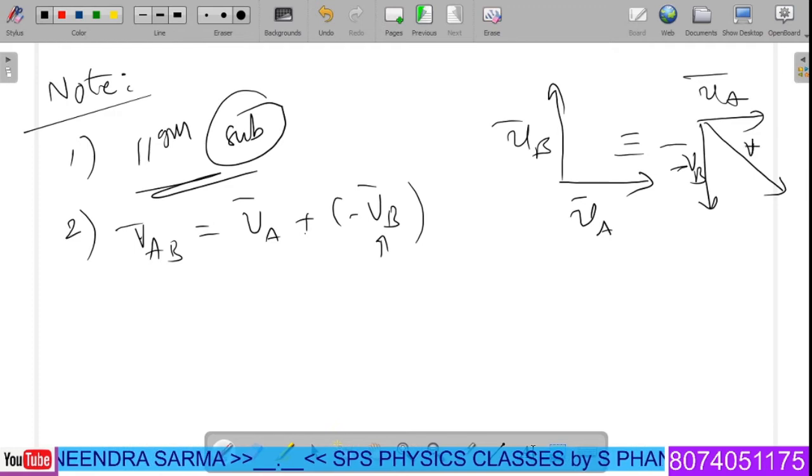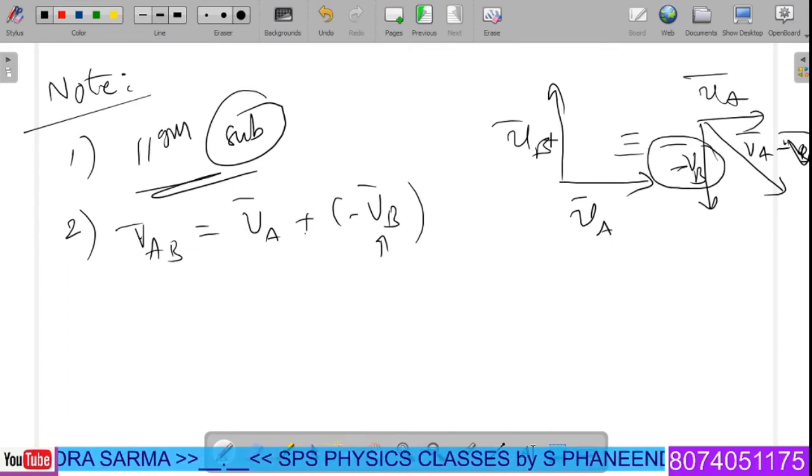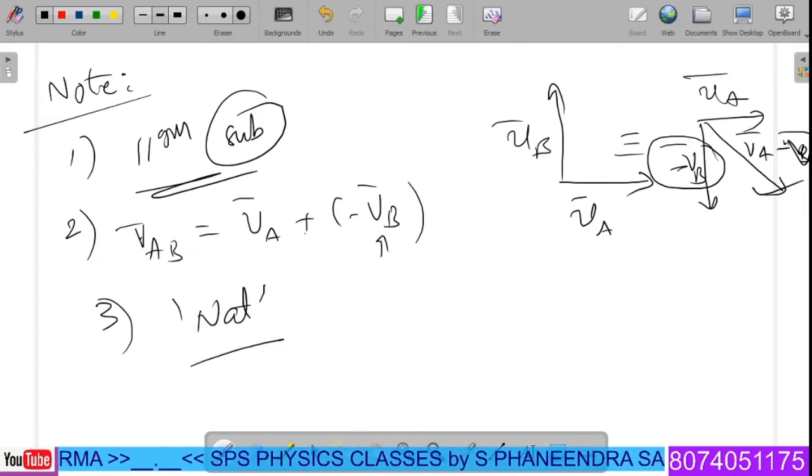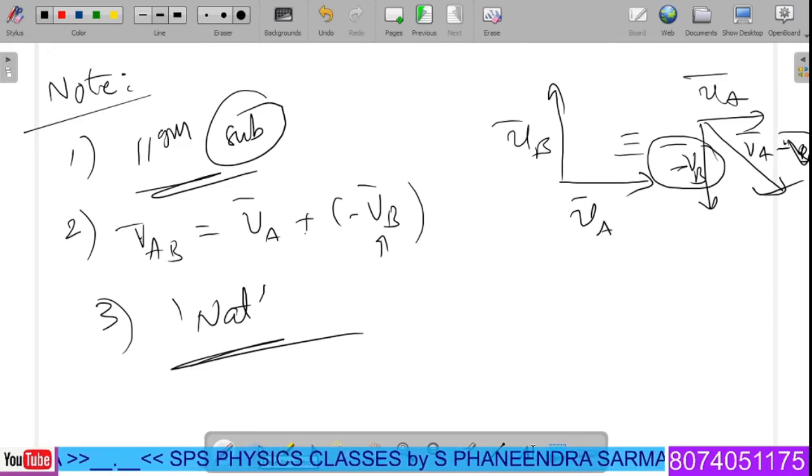This will become the resultant of VA bar minus VB bar. This is the resultant direction. So in the calculation of relative velocity, we have to take care: for the second one you have to take the opposite, and then proceed. Third important thing is that in applying reverse conditions, natural effects cannot be reversed back. That is an important thing. We will see what the natural effect is and how it influences the system in the forthcoming examples.